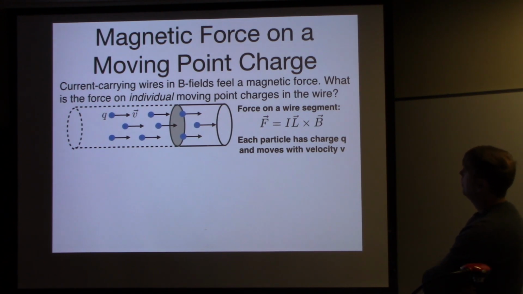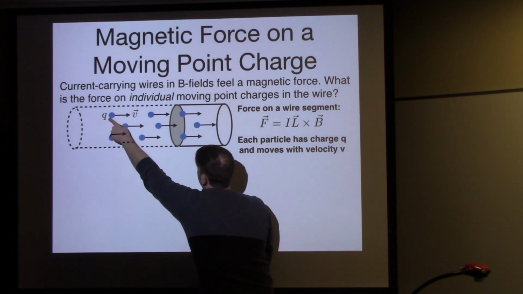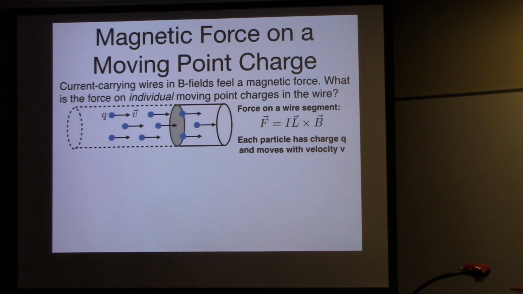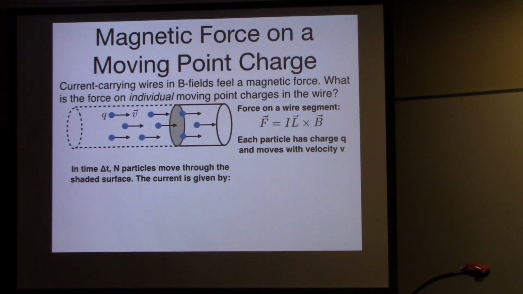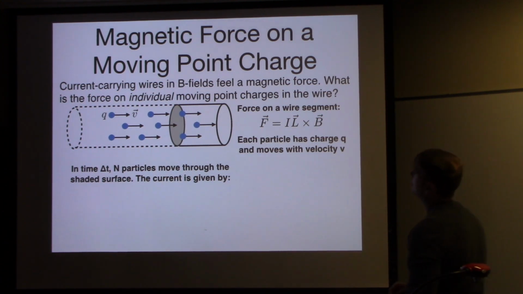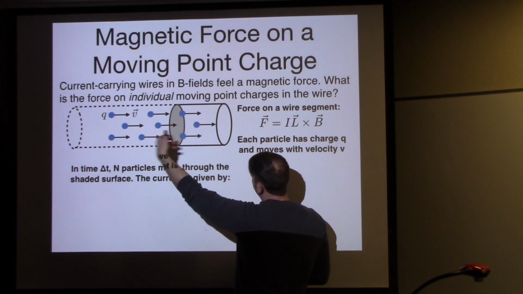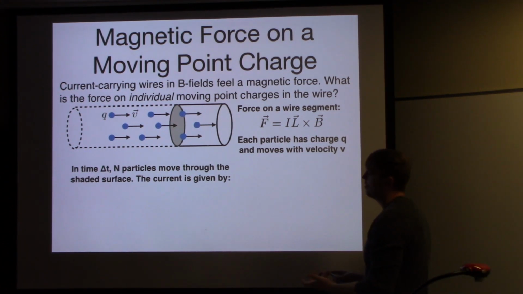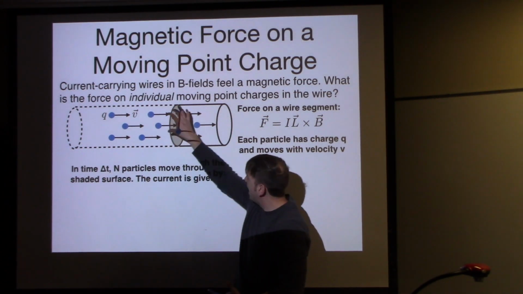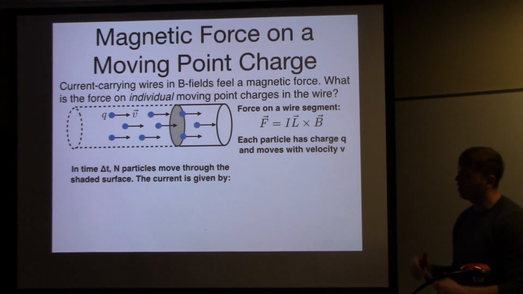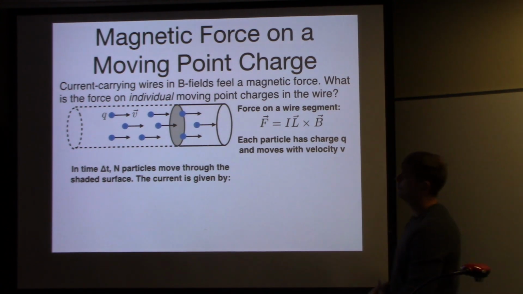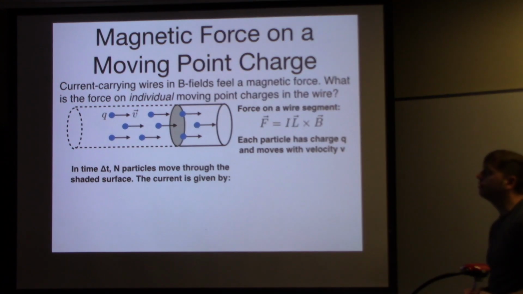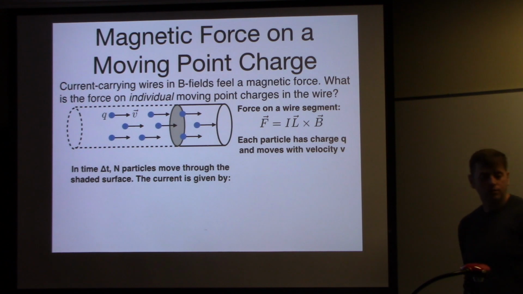So let's say each individual moving charge is Q, so that's the electric charge. And then the velocity, let's call that V. Okay? All right, now what I want us to think about is we have a shaded surface right here that charge is moving through. Okay? So I want to think about, in some amount of time, let's call it delta t, let's just say that n particles move through there. We're not going to assign numbers to that, but it could be, for instance, 1 billion particles move through the shaded surface in 1 second, right? That would be n in delta t. For now, let's just leave that symbolic.